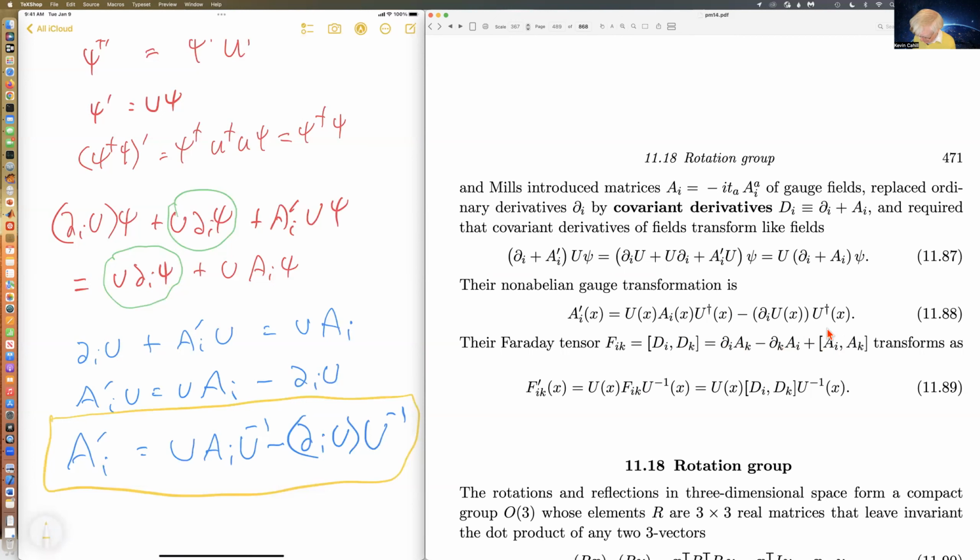These guys here, you see, are matrices. This thing is a matrix. This is a matrix. And of course, these are also matrices. So these are all matrices.